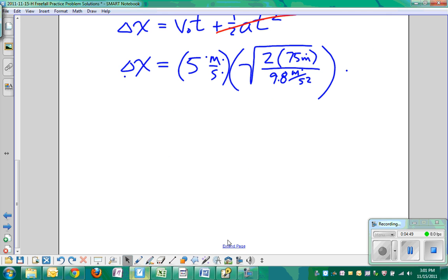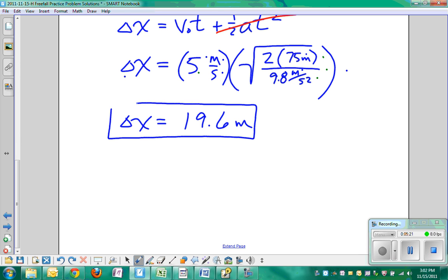We're doing a little estimating to keep those skills sharp. What kind of answer should we expect? Well, 2 times 75 is 150, divided by approximately 10 is about 15, so the square root is a little bit less than 4 seconds. A little bit less than 4 seconds times 5 should give us approximately 20 meters. So let's plug it into the calculator, and we get 19.6 meters, which, as we said, is a little bit less than 20 meters.